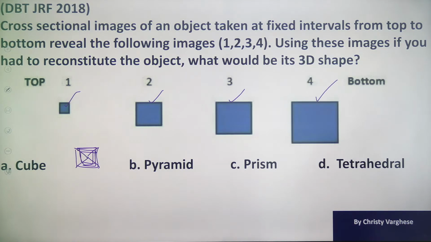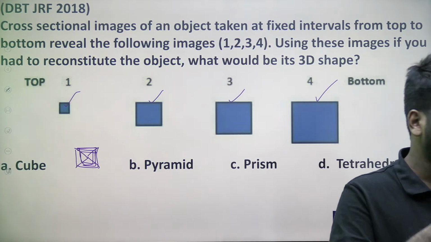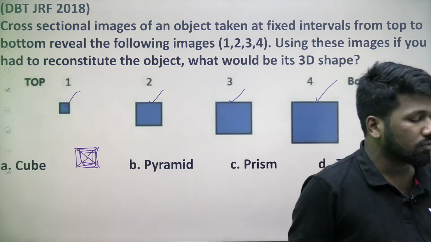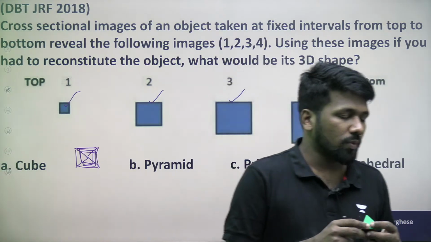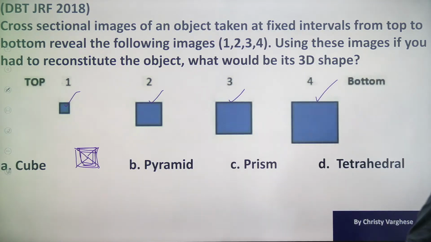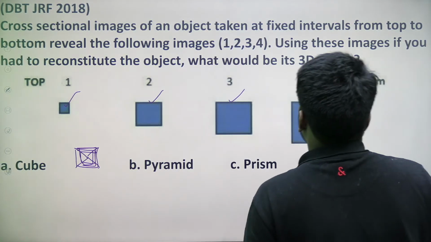Yes, Kishori. Yes, Taranim. Pyramid. No, Kishori. Pyramid, if it is a square pyramid, if you are cutting it horizontally like this, you will get squares only. You will get squares only.